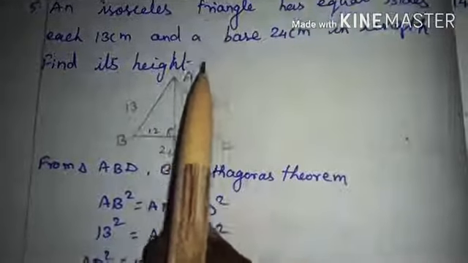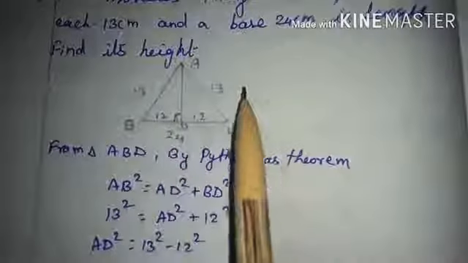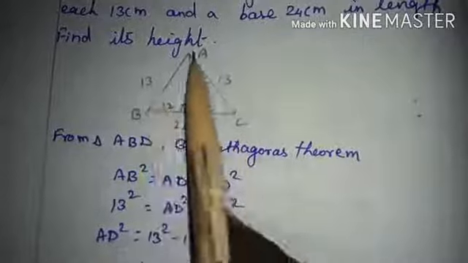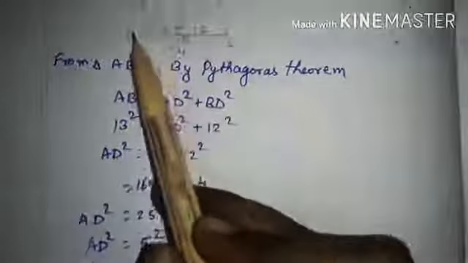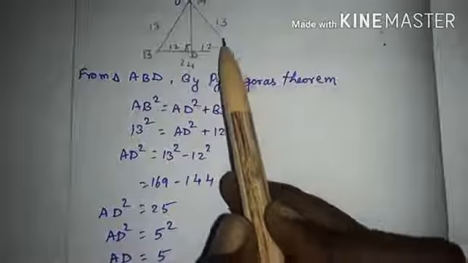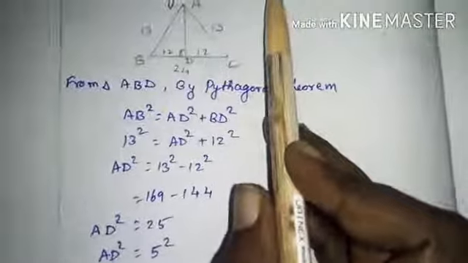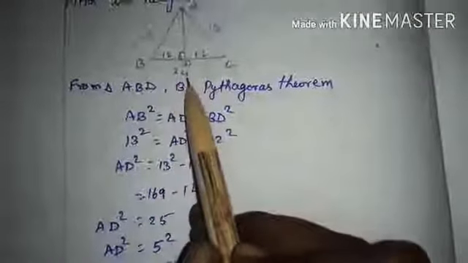We know that in an isosceles triangle, any two sides of the triangle are equal. Here we are taking A, B, C and we take AB and AC as the equal sides and it is given as 13. That is AB is equal to 13 and AC is equal to 13. And they had given the base to be 24 cm. That is the base BC is 24 cm.